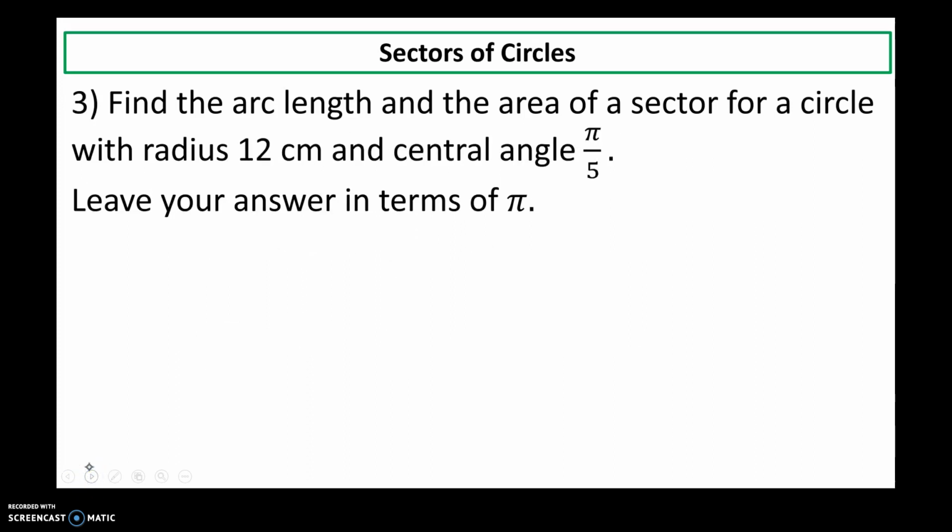All right, find the arc length and area of a sector with a radius of 12 and a central angle of pi over 5.